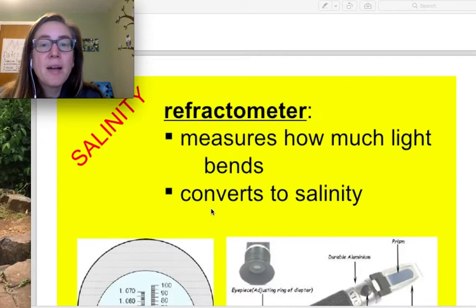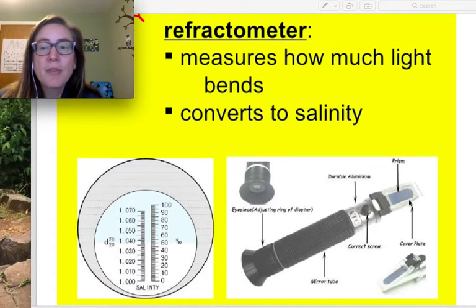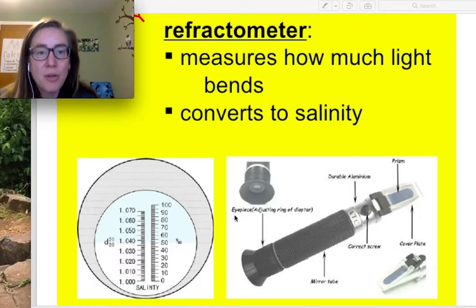A refractometer is going to measure the salinity. You put a drop of the seawater on the prism, look through the eyepiece, and you can see a line, and this line will determine how much salt is found within that water sample.